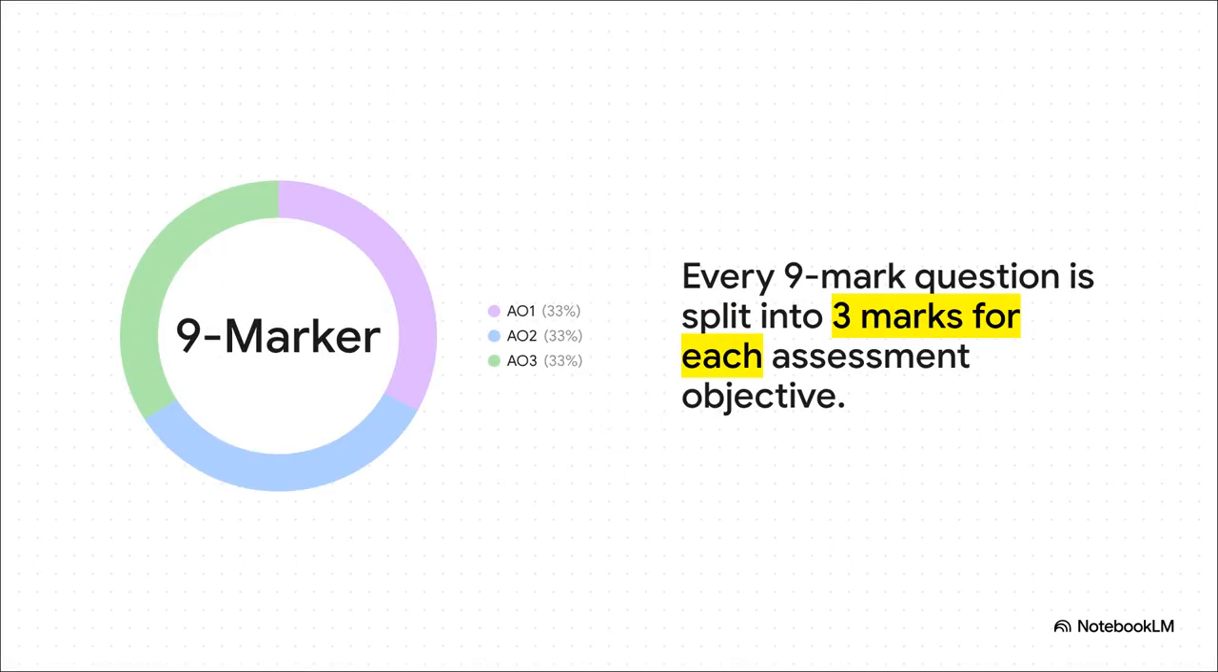And here it is. This is the absolute golden key. Every single 9-mark question is secretly just 3 smaller questions in disguise. You get 3 marks for your knowledge, your AO1. You get 3 marks for applying it, your AO2. And you get 3 marks for evaluating it, your AO3. It is a perfect 3-3-3 split every single time. And once you realize that, the question stops being this big, scary monster and just becomes a checklist.